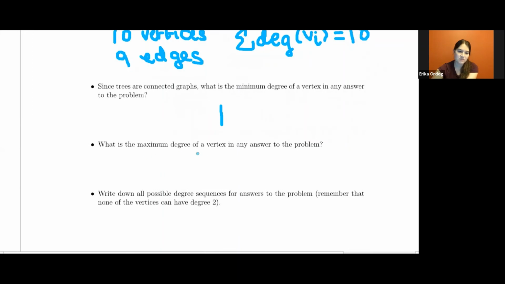And what's the maximum degree of any vertex in an answer to the problem? Well, we're just looking at simple graphs here, meaning we don't have any loops and we don't have any double edges. Okay, so let's think about a single vertex in the answer. The maximum number of edges it can have is the number of remaining vertices. So that vertex could be adjacent to all 9 of the other vertices, and that vertex would then have degree 9.